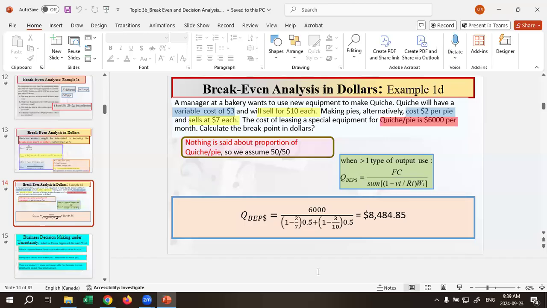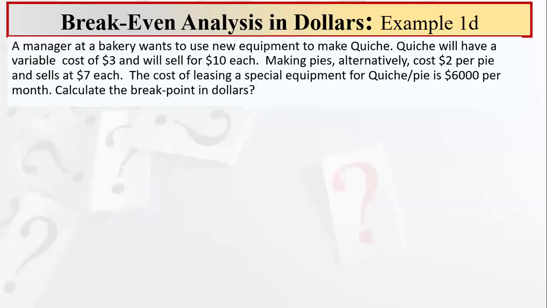Okay, all right. So we are coming back to continue from here. A manager has a bakery and uses equipment to make a quiche, right? The quiche will have a variable cost of $3 and is going to sell for $10. So V1 is $3 and P1, the price of an item, is $10. The manager is alternatively making pies also, right? V2 equals $2 and the price of an item, R2, is $7.